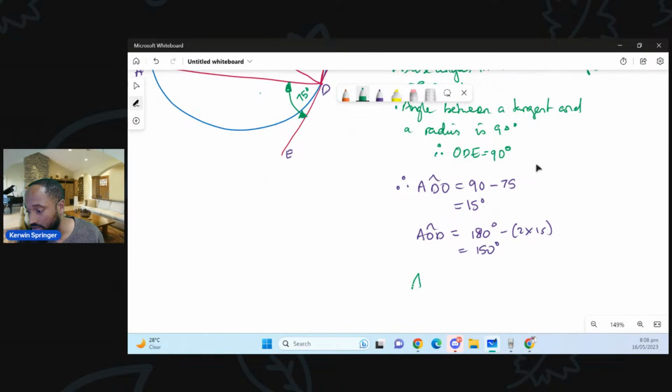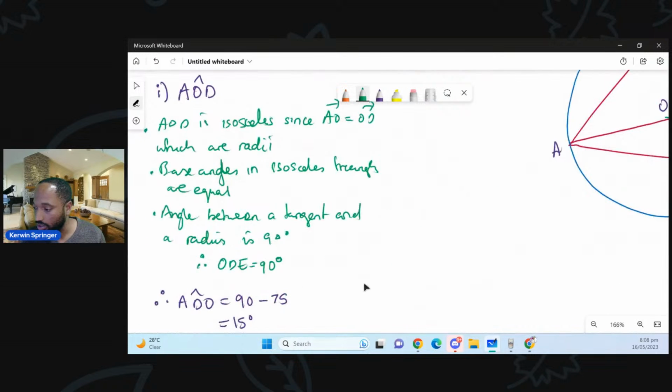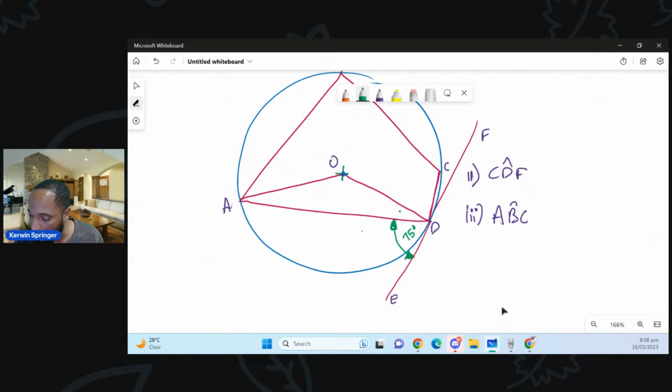I left out one reasoning: angles in a triangle add up to 180. I like to cover my tracks and say everything I need to say. So I figured out our first one. We know now that this was 15 all along. This is actually 150, and there's the next 15 here.